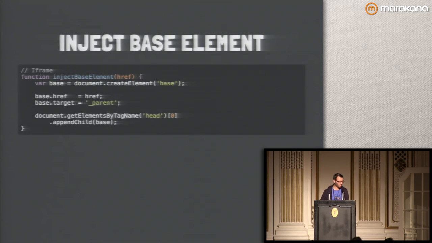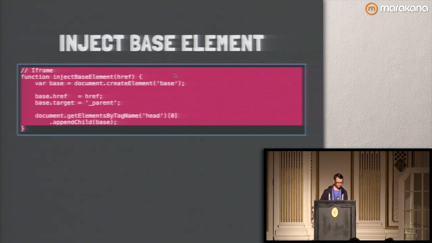And now injecting the base element is pretty simple. We're just going to create a new base element. I'm going to assign the href that we got from the parent page. Just going to set the target to parent, and then we're just going to throw it into the head. And that's it. And that solved the link problem of iFrames.